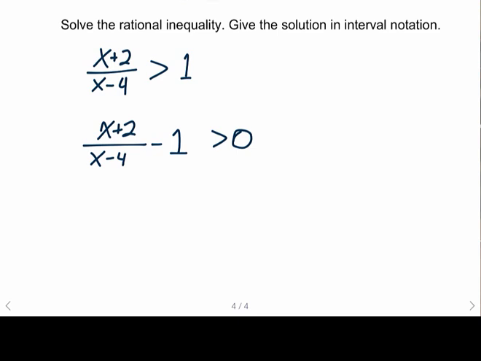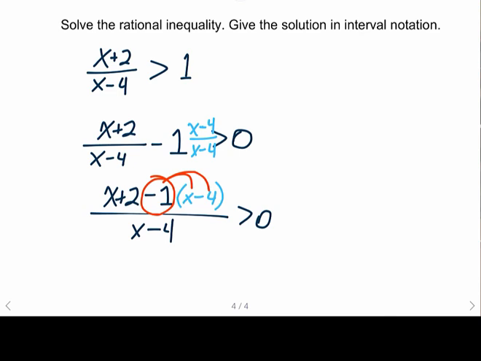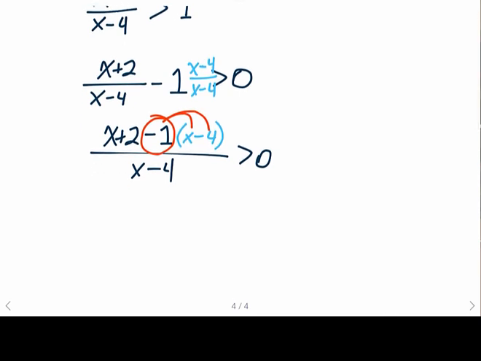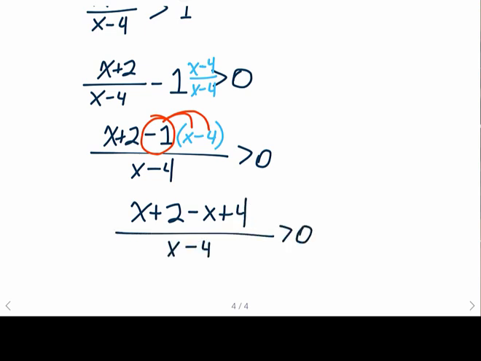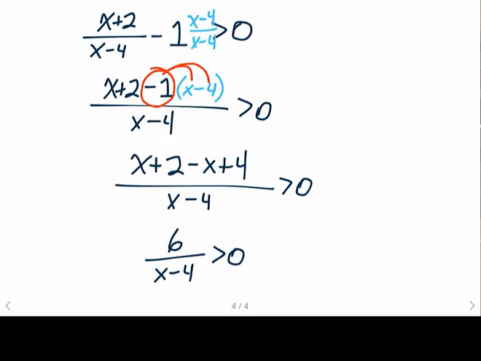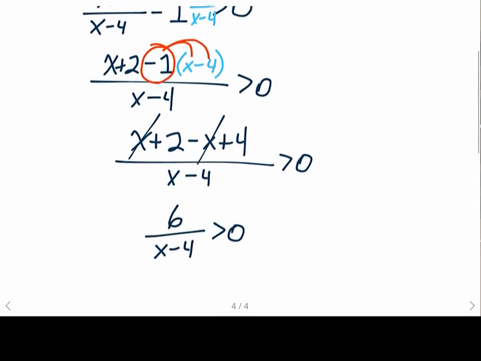So I get x plus 2 over x minus 4 minus 1 is greater than 0. To get common denominators, I need to multiply that negative 1 by x minus 4 over x minus 4. And I have x plus 2 minus 1 times the quantity of x minus 4 over x minus 4 is greater than 0. Remembering to distribute that negative 1 in the numerator, I get x plus 2 minus x plus 4 all over x minus 4 is greater than 0. Let me collect my like terms. The x's kill each other. I have 6 over x minus 4 is greater than 0.